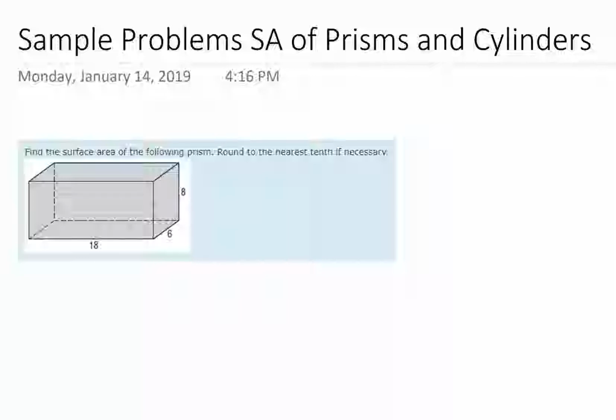In our first problem here, you can tell these are directly from our Moodle assignment. What we're going to do is we're going to find the surface area. That's important that you know what you're looking for. We have the surface area of this object, and we're going to round to the nearest tenth.